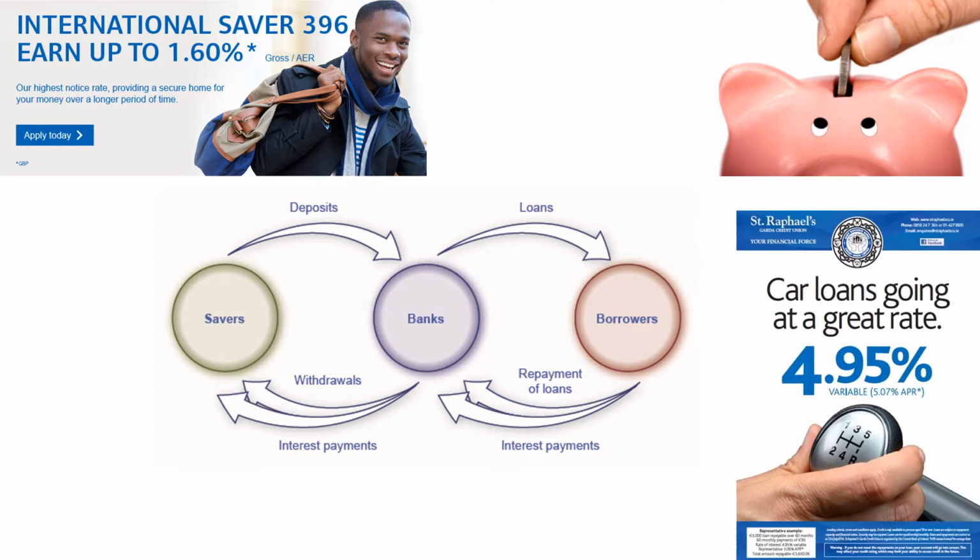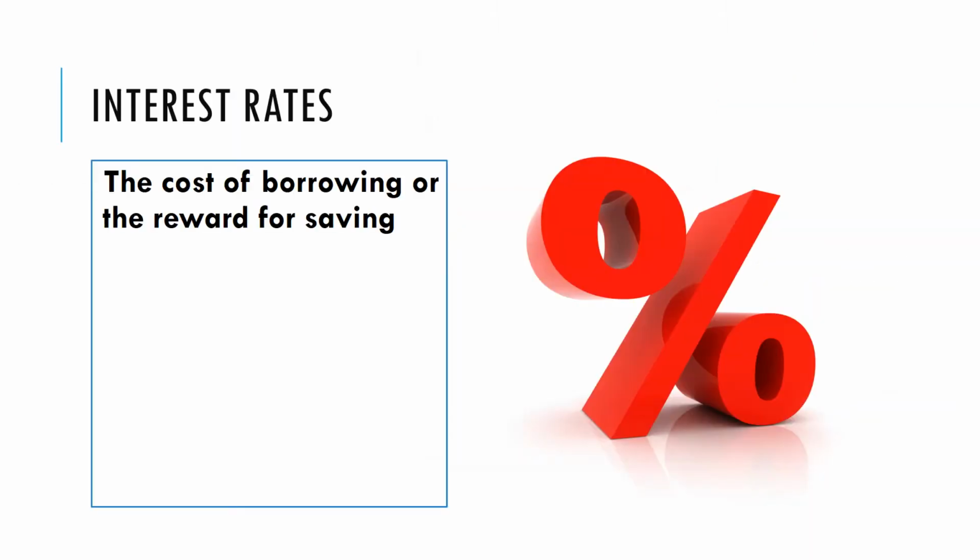If you are a borrower, you will be asked to pay back what you borrowed plus a percentage, and that is the interest rate. So an interest rate is the cost of borrowing or the reward for saving. Another way of thinking about it is it's the price of money. If you want to get your hands on some money, you could borrow it from the bank, but the price you would have to pay on top is the rate of interest.